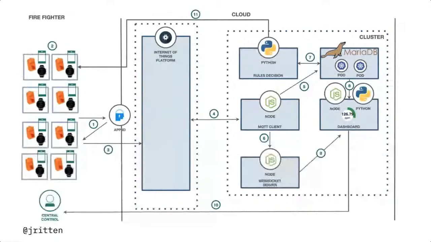All right, so the firefighter first goes in, and they use this service called App ID to authenticate to the mobile device, so they're allowed to use the application. Once that happens, they pair their wearable device with their mobile phone using Bluetooth. And once that pairing is successful, the device is able to send data through the phone to the Internet of Things, which is the next big block in the middle.